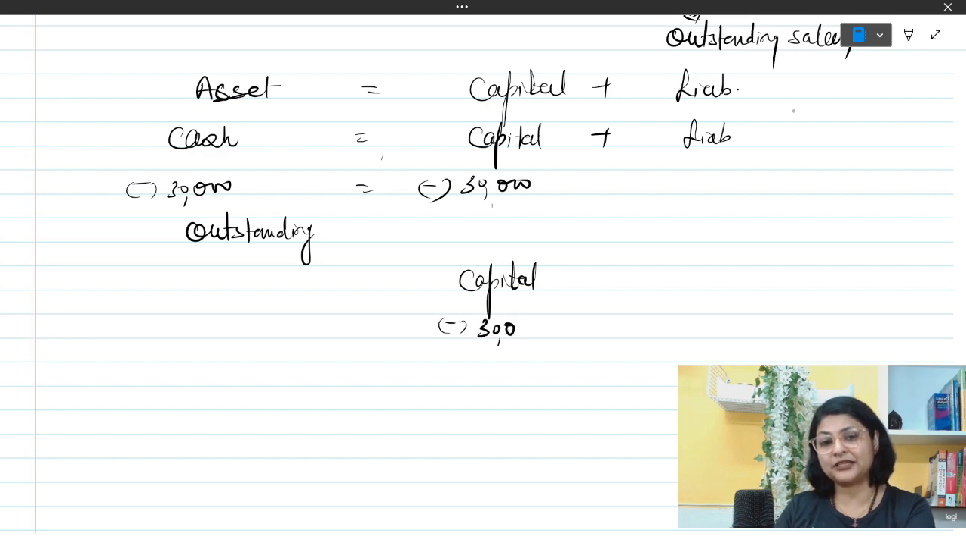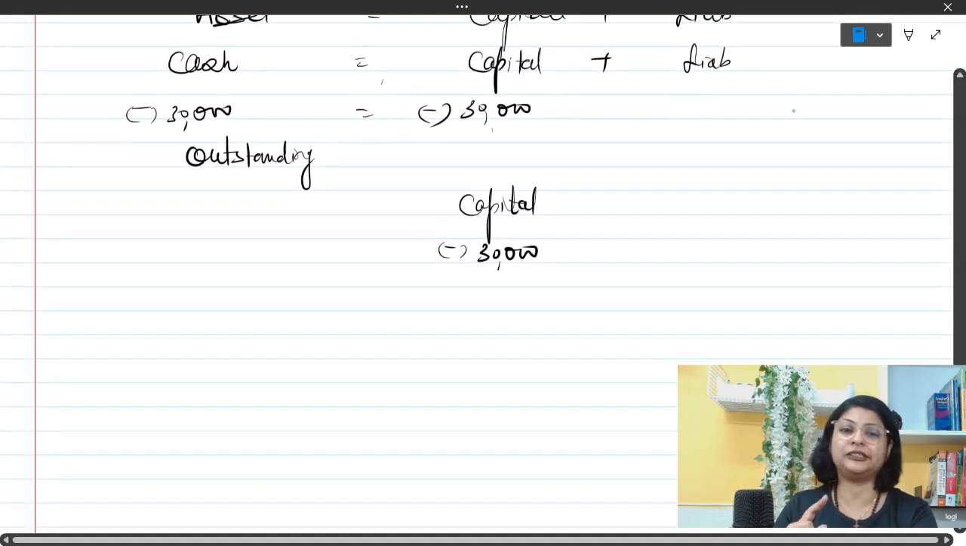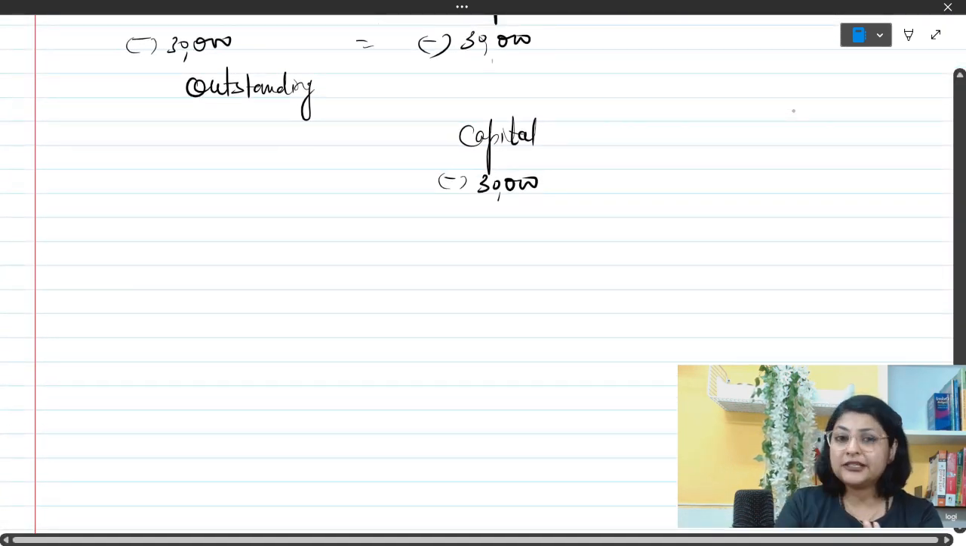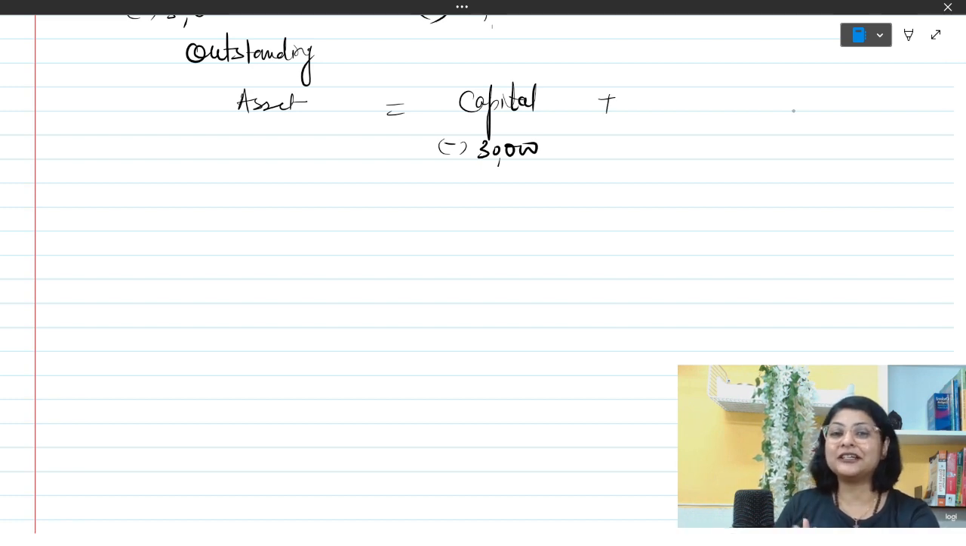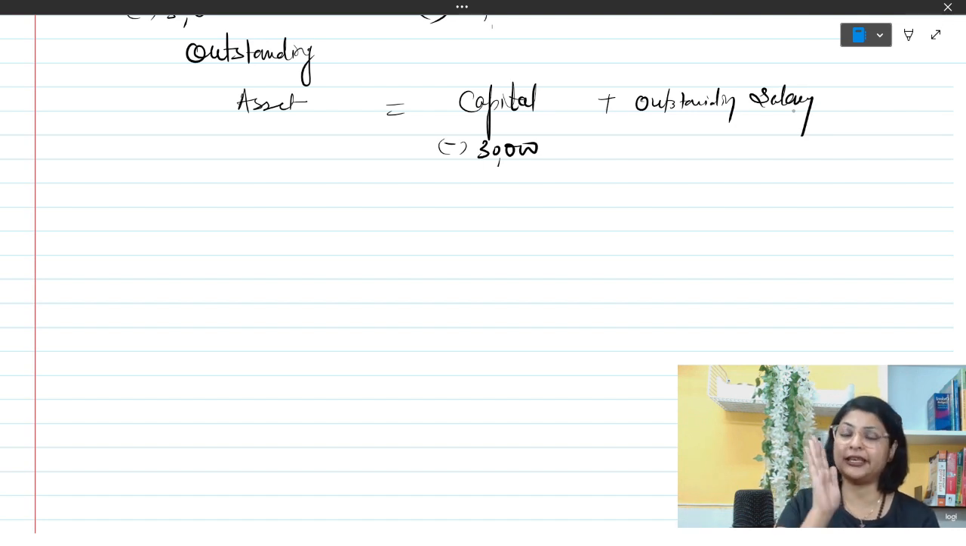But we have studied that the accounting equation will take into consideration each transaction at two places, because there are going to be two effects of each transaction. What about the second effect? The answer is that we generate a new liability. The liability is what? Outstanding salary. This is the first time we are doing this: outstanding salary, or whatever is the name of the expense, you will write outstanding expense account over here and generate a new liability.